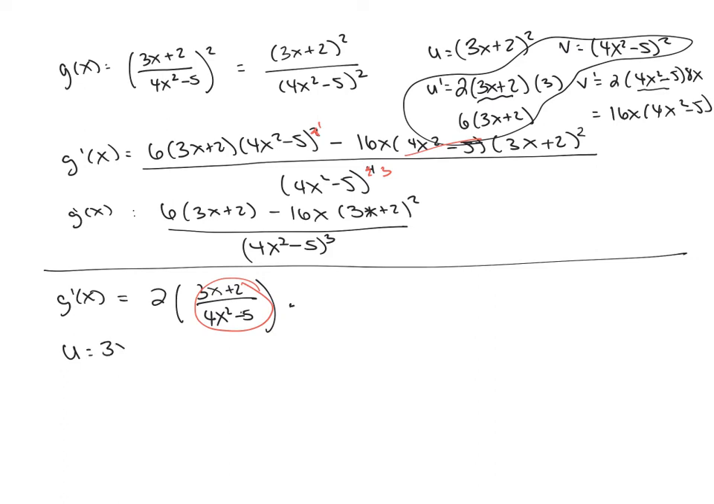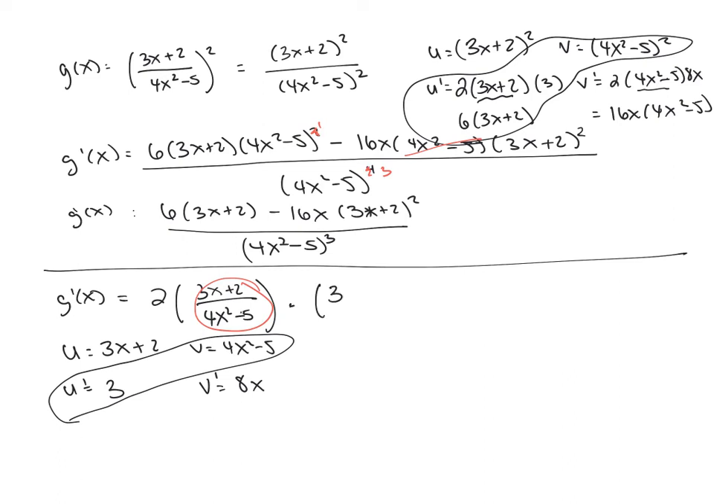So my u is 3x plus 2, and my v is 4x squared minus 5. U prime is 3, and my v prime is 8x. So we have this: 3 times 4x squared minus 5, minus 8x times 3x plus 2, all over 4x squared minus 5 squared.